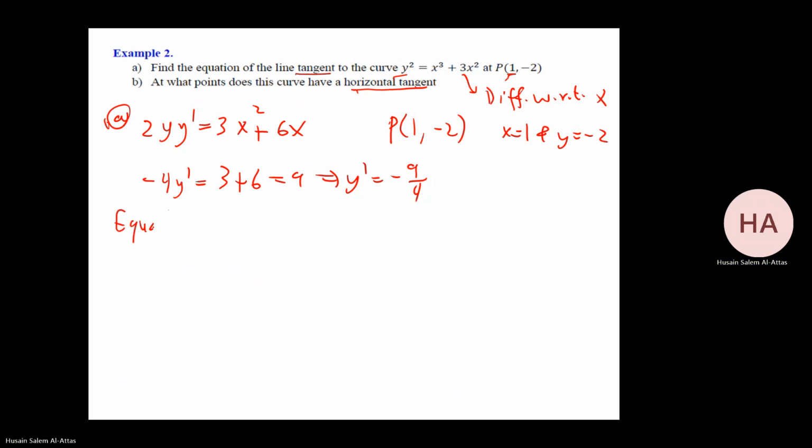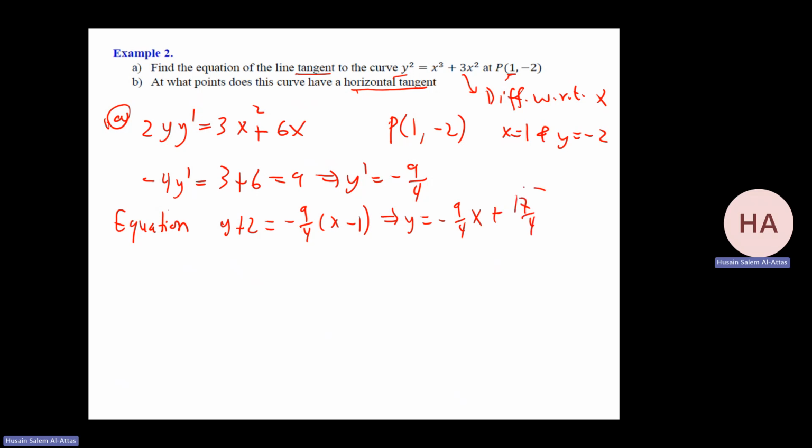Equation will be: y plus 2 equals minus 9 over 4, x minus 1. Or I can write it as y equals minus 9 over 4, x plus 9 over 4 minus 8 over 4, which is minus 9 over 4, x plus 17 over 4. That will be the equation.